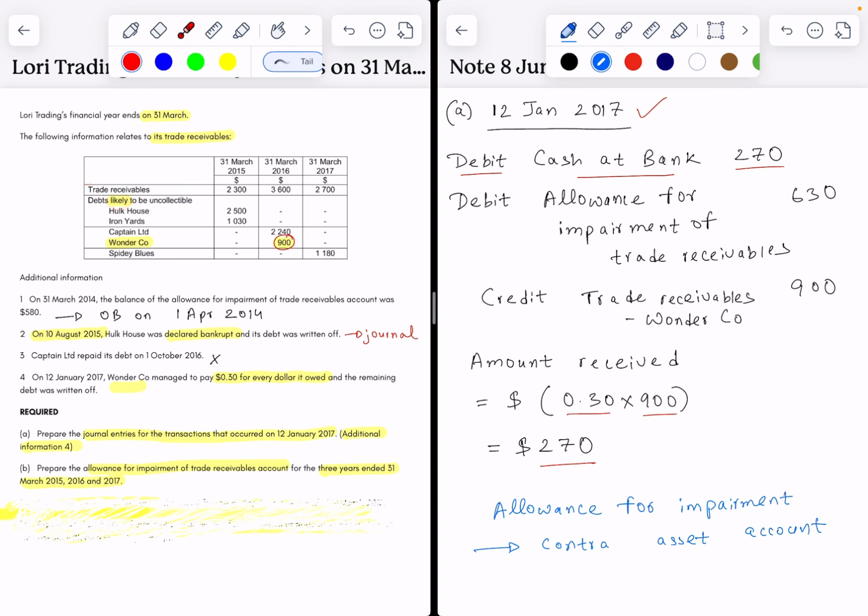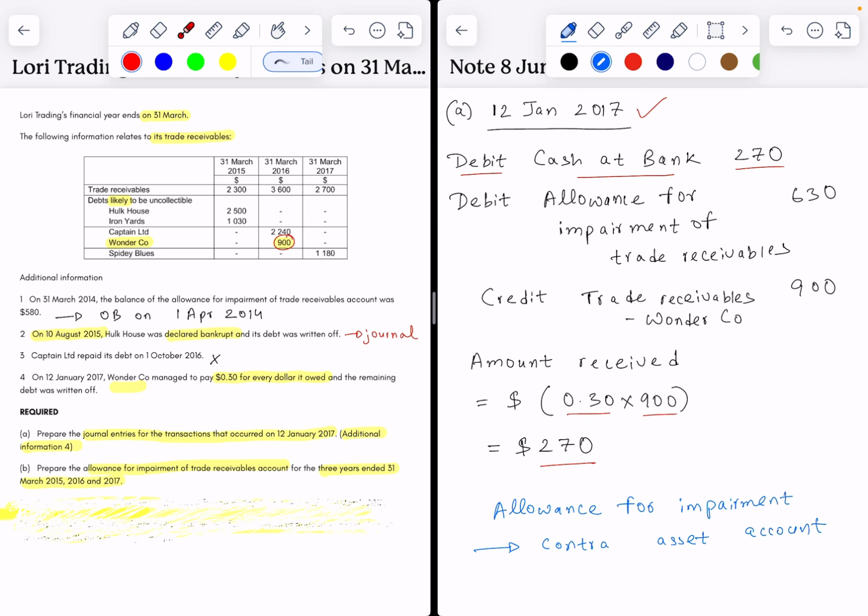We have been provided with some additional information. We need to incorporate this as part of our workings. And the first requirement is to prepare the journal entries for the transactions that occurred on 12th of January 2017, which is basically referring to additional information number 4. So additional information number 4 states that on 12th of January 2017, Wonder Corporation managed to pay $0.30 for every dollar it owed, and the remaining debt was written off. In other words, Wonder Corporation paid 30% of what it originally owed.